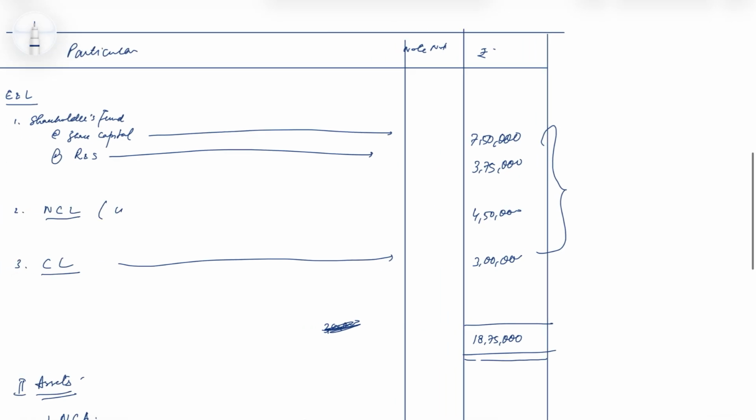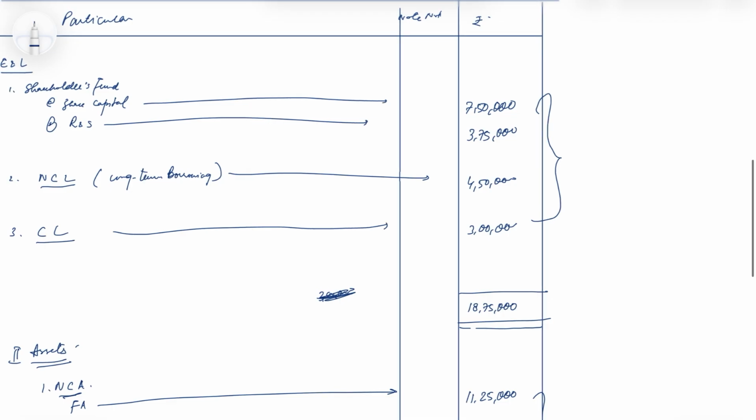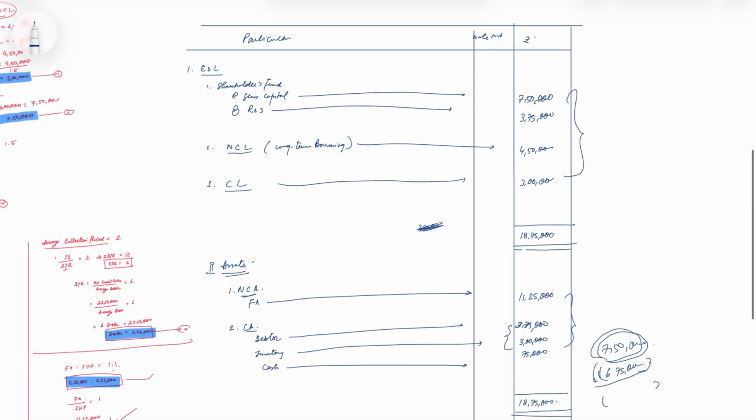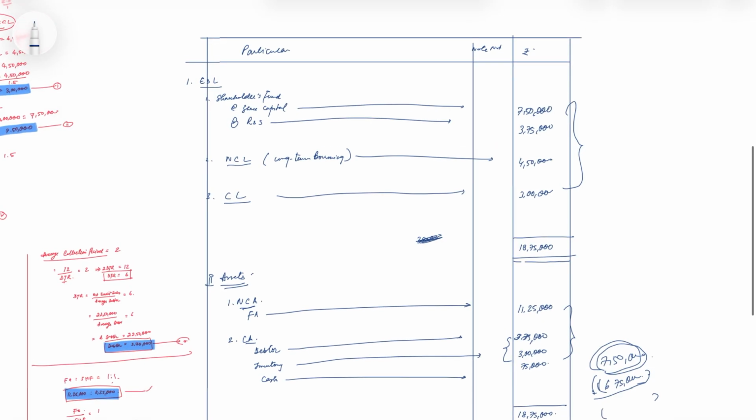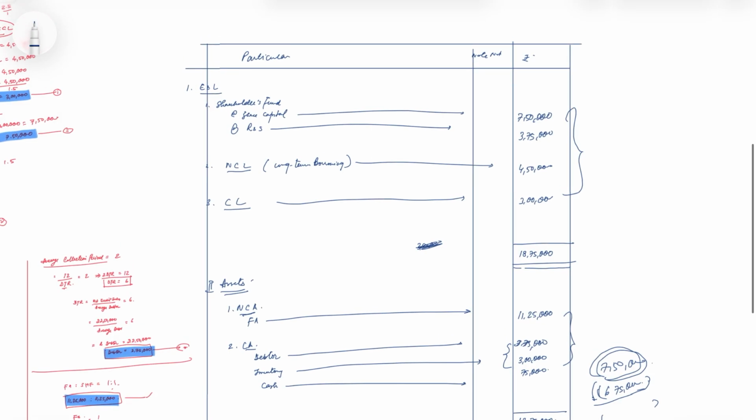So assume there is 4 lakh 50,000 of long term borrowings. This way the balance sheet is complete. With the minimum information, we can get the full balance sheet.